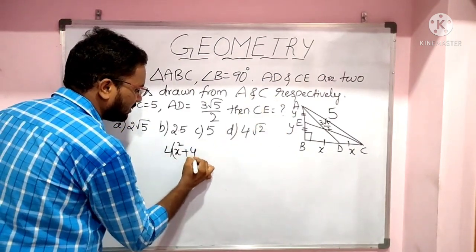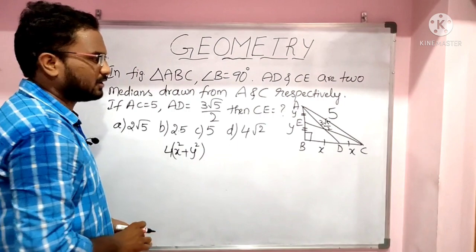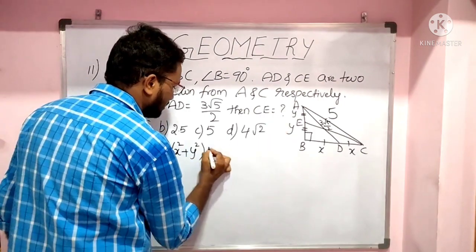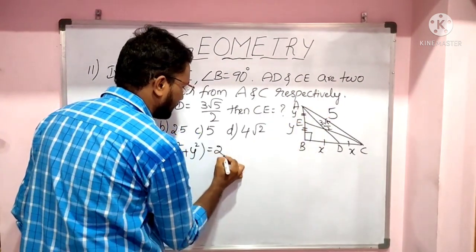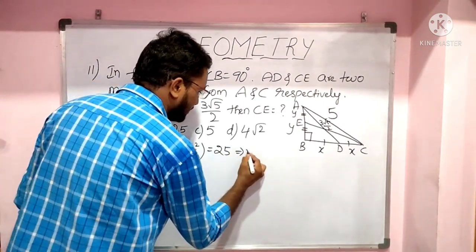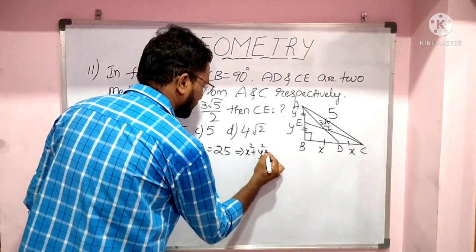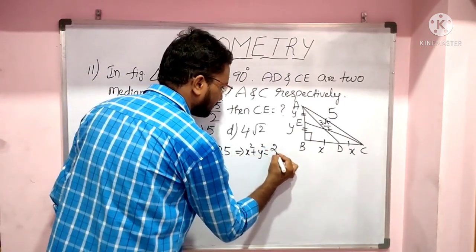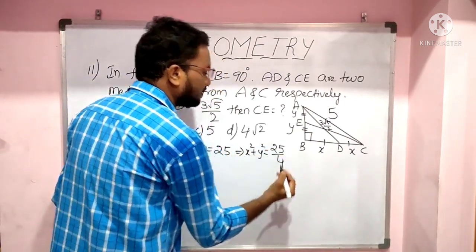I will take 4 as common. 4 into x square plus y square equal to 5 square, value 25. So x square plus y square equal to 25 by 4.